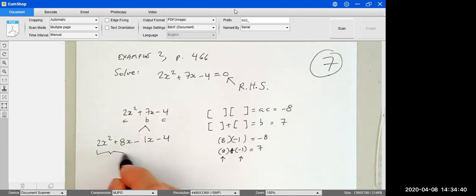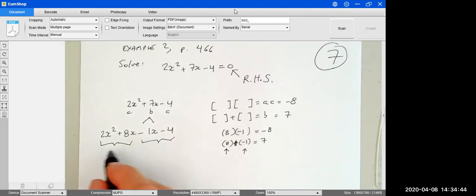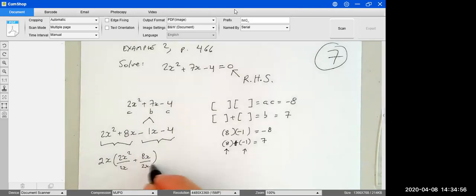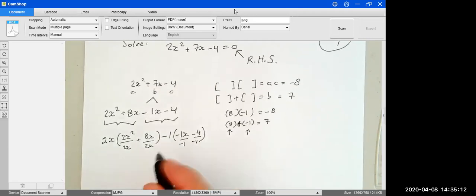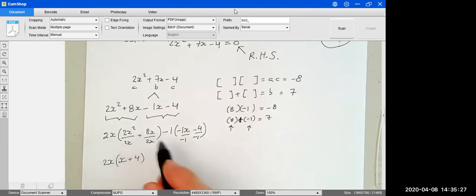So now I'm going to do factoring by grouping. For the first group, my greatest common factor is 2x. So I'm going to divide every term by 2x now. And then for the second group, I only have negative 1 as my greatest common factor. So negative 1x over negative 1 minus 4 over negative 1. Those are my greatest common factors. So let's simplify fractions. In the first case, I'm going to get just x from here. I'm going to get plus 4. For this second fraction, then I have negative 1 over negative 1 is positive 1. Negative 4 over negative 1 is going to be positive 4.